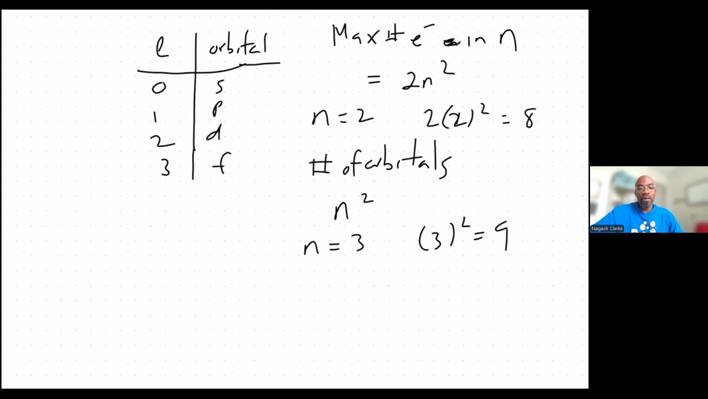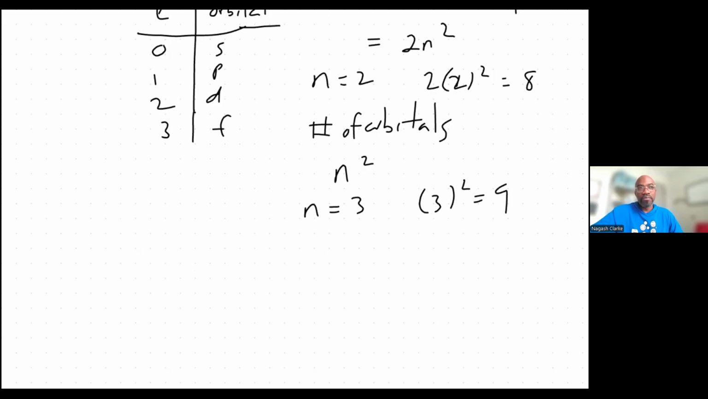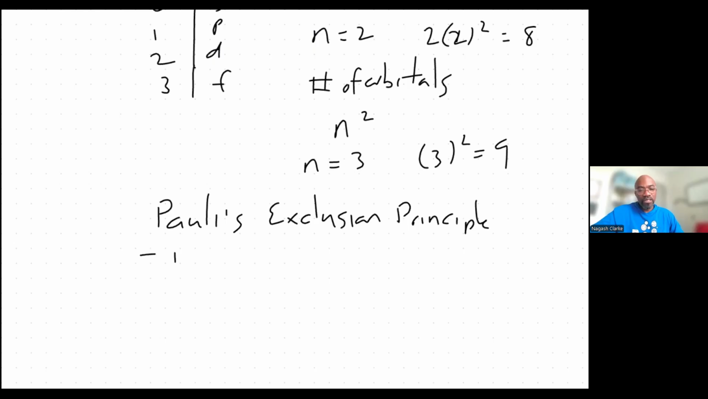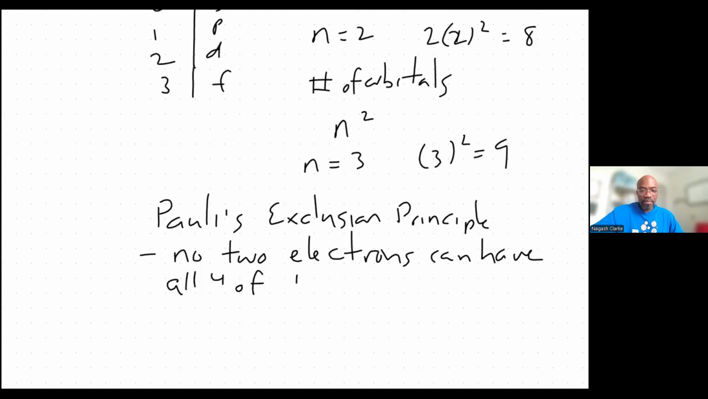Yep. So there's a rule, Pauli's exclusion principle, which states that no two electrons can have all four of the same quantum numbers.